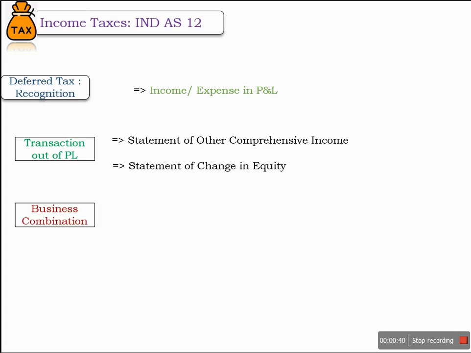And in case of the business combinations, DTA, DTL is recognized at the acquisition date and it affects the amount of goodwill or bargain purchase, and entity does not recognize DTL arising from the initial recognition of goodwill.